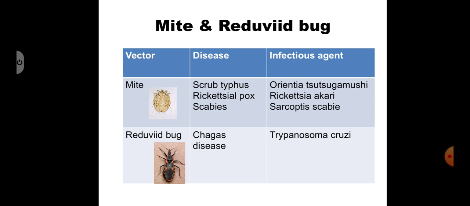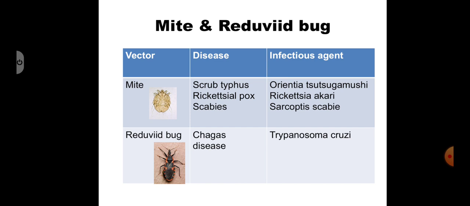With mites as a vector, the diseases caused are scrub typhus, rickettsial pox, and scabies. Scabies is common in people living in hostels or overcrowded areas, and who share common beds, etc. And some fomites. What are fomites? Fomites are nothing but inanimate objects. They can be bed sheets, blankets, combs, shaving tools, etc.